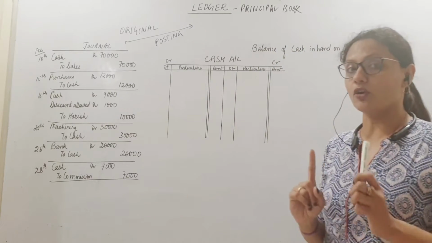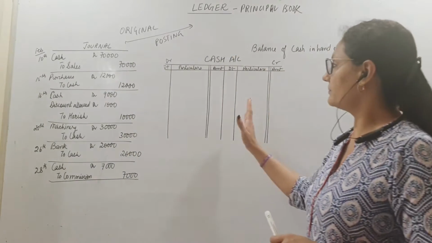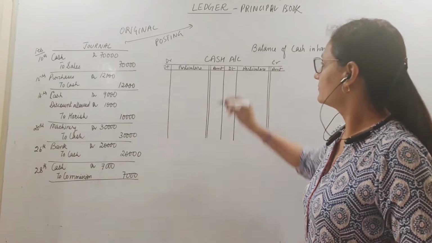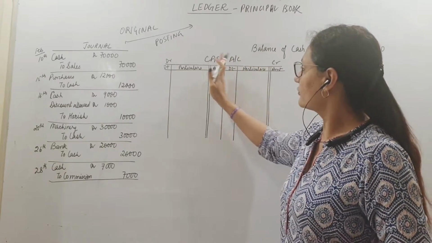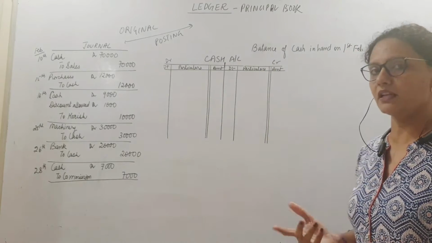It will have a debit side and a credit side. I am not saying column. In the journal there is a debit column and a credit column, but here there is a debit side and a credit side. From here to here is the debit side, and from here to here is the credit side. So we have similar columns here.